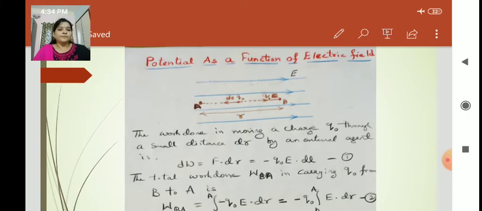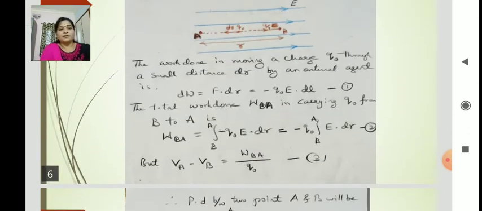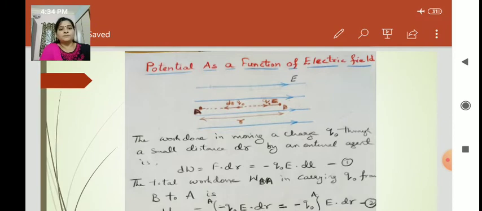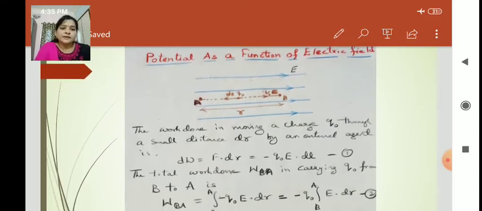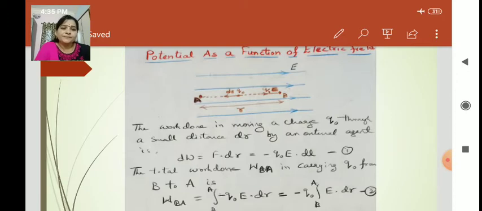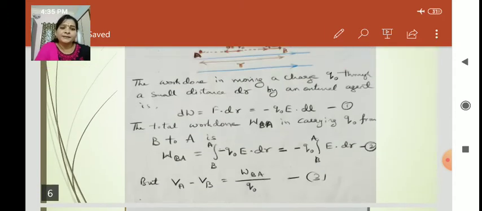Now let us see how the potential varies with electric field. The potential as a function of electric field. See in this figure, E is an electric field generated by some static charges, and here we are at point B, in between point A and B.